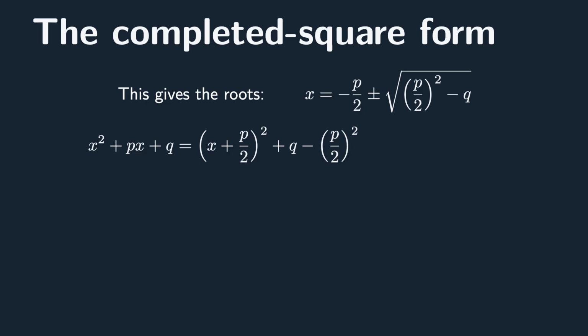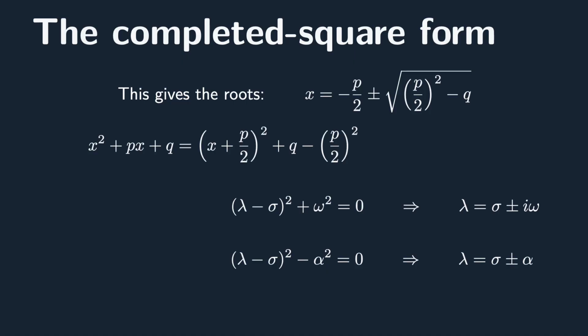For example, if the completed square form is the quantity lambda minus sigma squared plus omega squared equals 0, then the roots are lambda equals sigma plus minus i omega. This is the complex root case. But completing the square does not always give complex roots. If the completed square form is the quantity lambda minus sigma squared minus alpha squared equals 0, then the roots are lambda equals sigma plus minus alpha. This is the real root case. Overall, completing the square helps us see the structure of the roots more clearly. In practice, this form can make the roots much quicker to recognize.